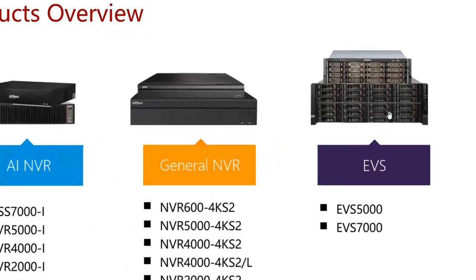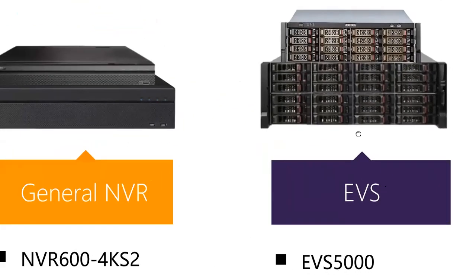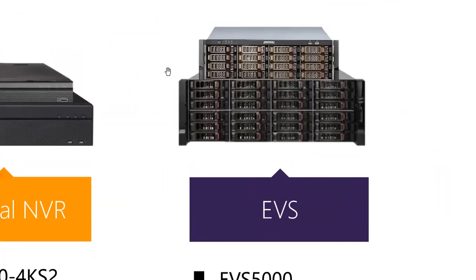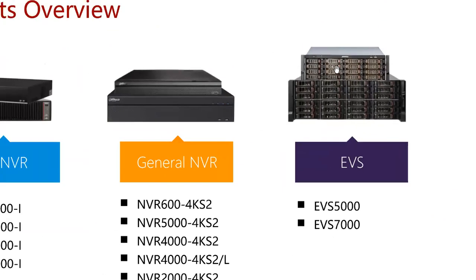Generally, for EVS we have 2 series, 5 and 7. EVS is used for storage. These slots are HDD slots. This one is a 24 bay HDD. We have 48, even up to 60 bay HDD.